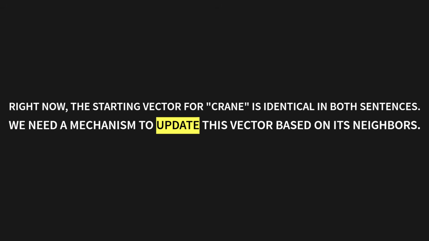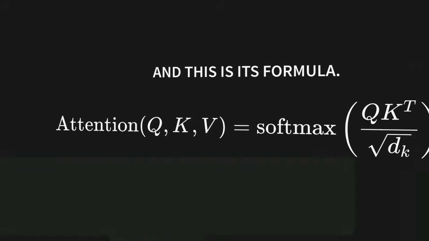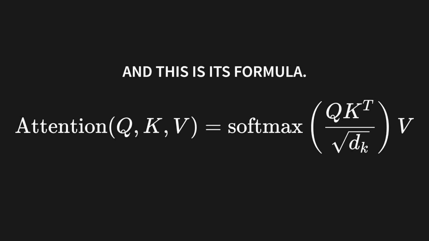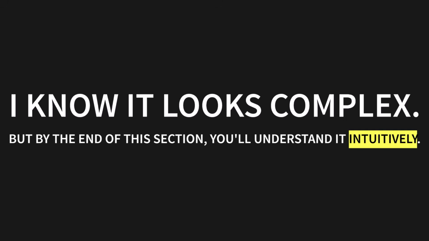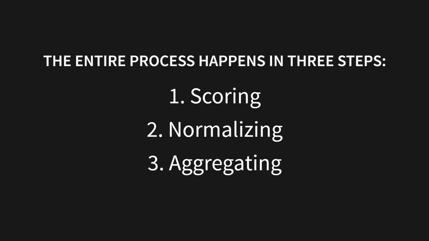That mechanism is called self-attention, and this is its formula. Attention of Q, K, V equals softmax of QK transpose over the square root of d_k, all times V. I know it looks complex, but by the end of this section, you'll understand it intuitively. The entire process happens in 3 steps. 1. Scoring. 2. Normalizing. And 3. Aggregating.